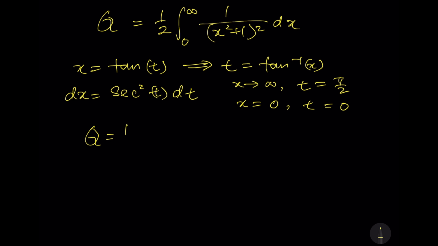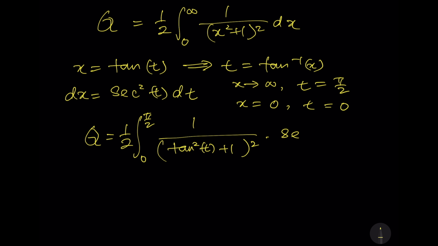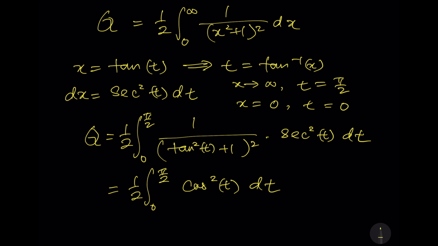Therefore, Q equals 1 over 2 integral 0 to pi over 2 of 1 divided by (tangent squared t plus 1), with the whole denominator to the power 2. Don't forget to multiply by secant squared t dt. We know that tangent squared t plus 1 equals secant squared t, which means the integrand becomes secant squared t divided by secant to the power 4 t. Of course, it means the integrand becomes cosine squared t.